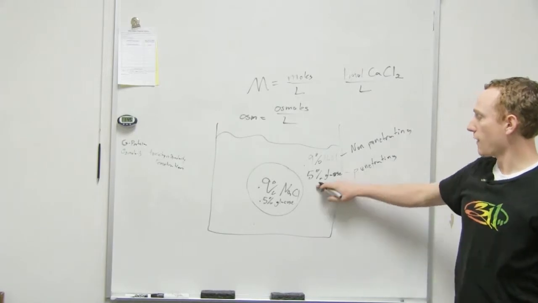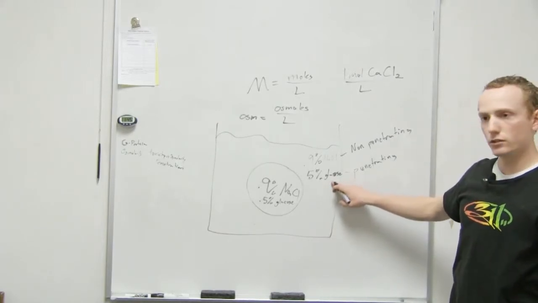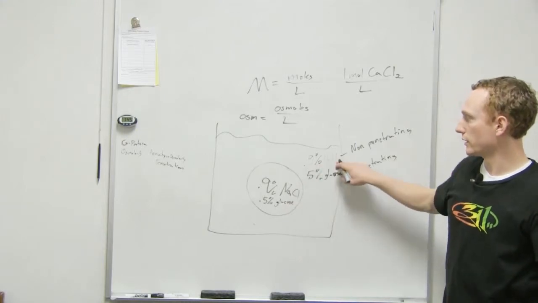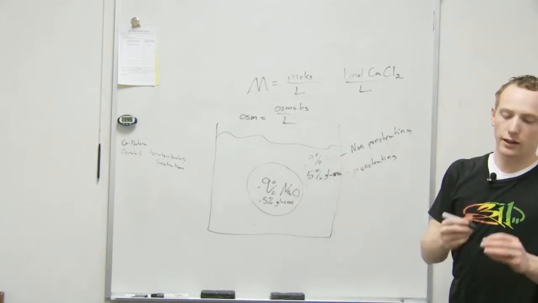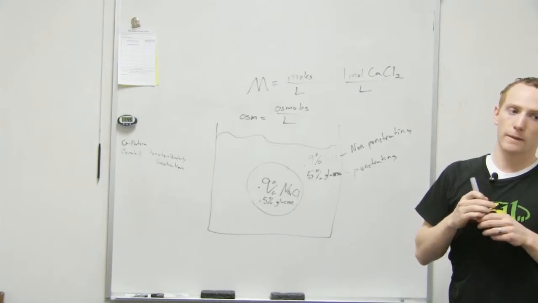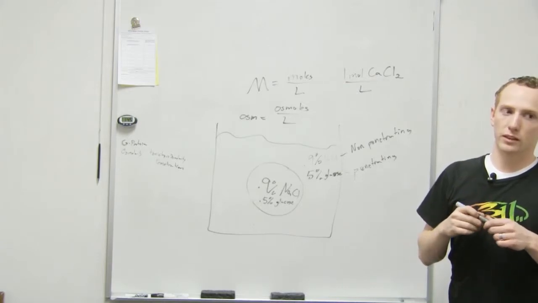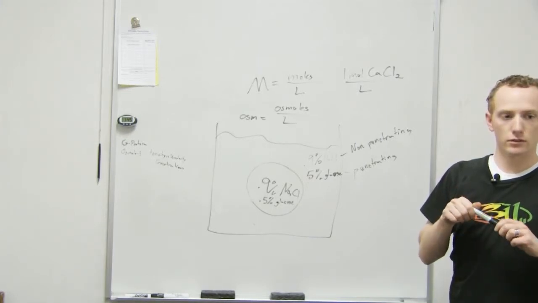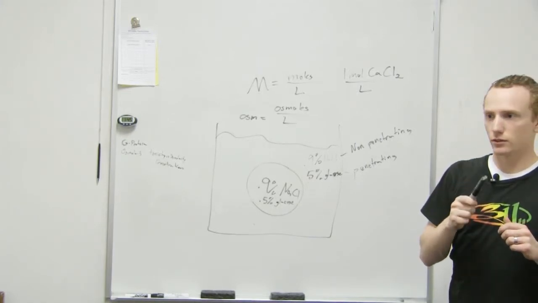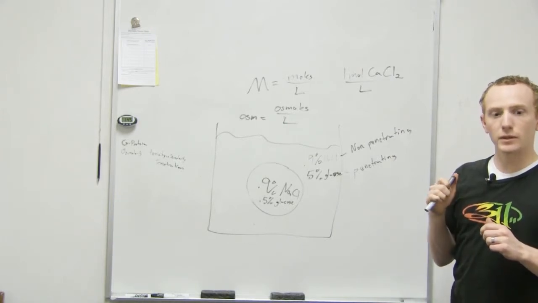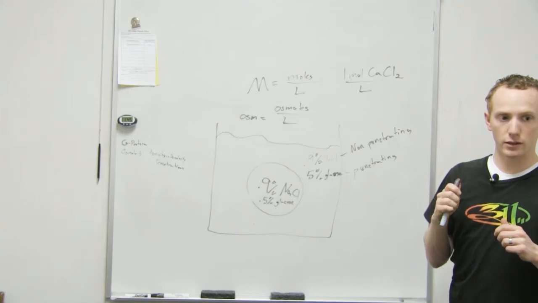So if I had a 5% glucose concentration, but it's 0.5 in the cell, and 0.9, is this going to be a hypertonic, isotonic, or hypotonic? Think about it for just a second. Isn't it isotonic still? Why? Because the glucose is penetrating.